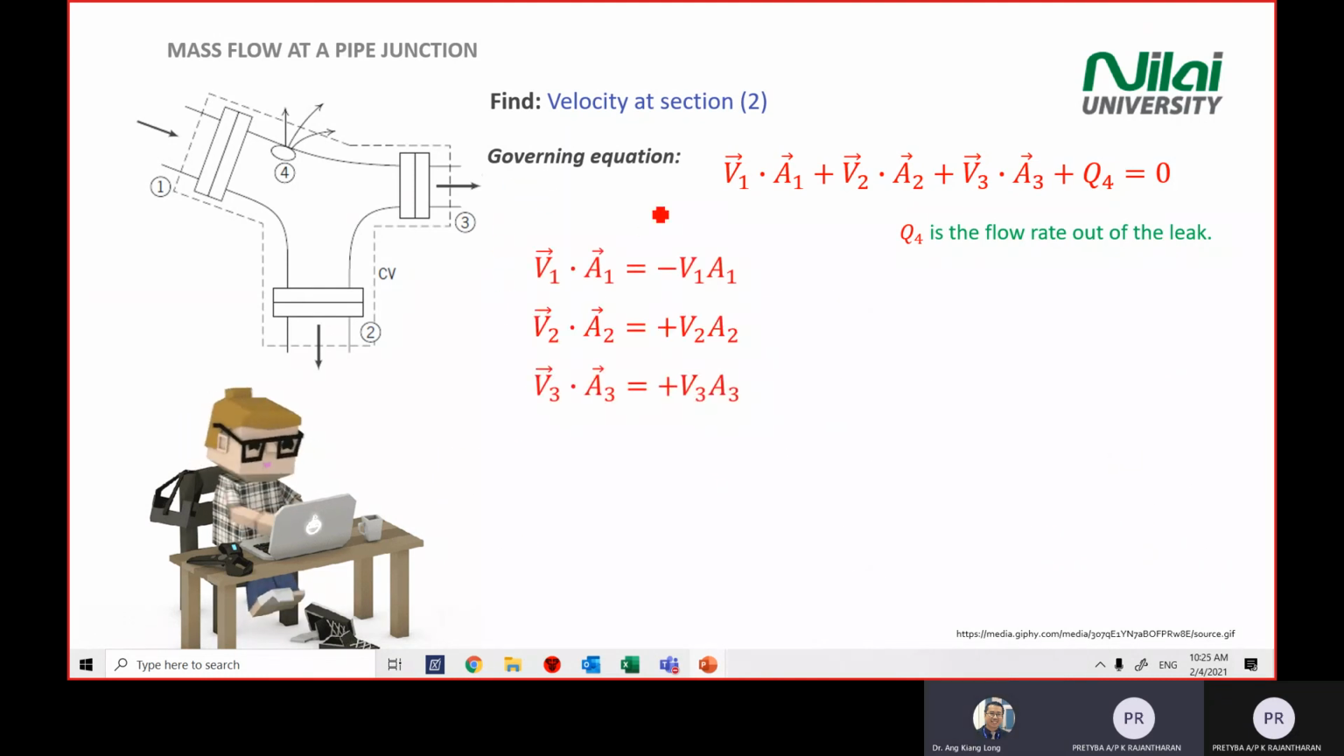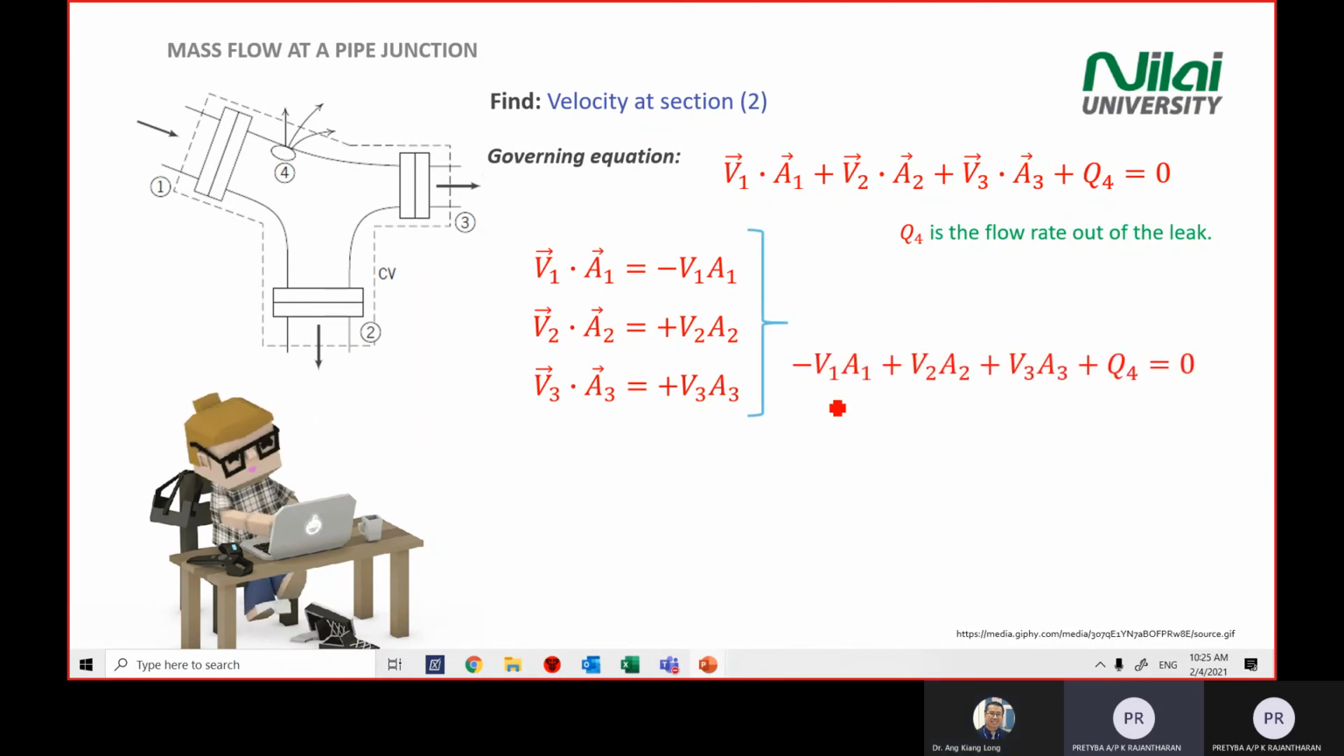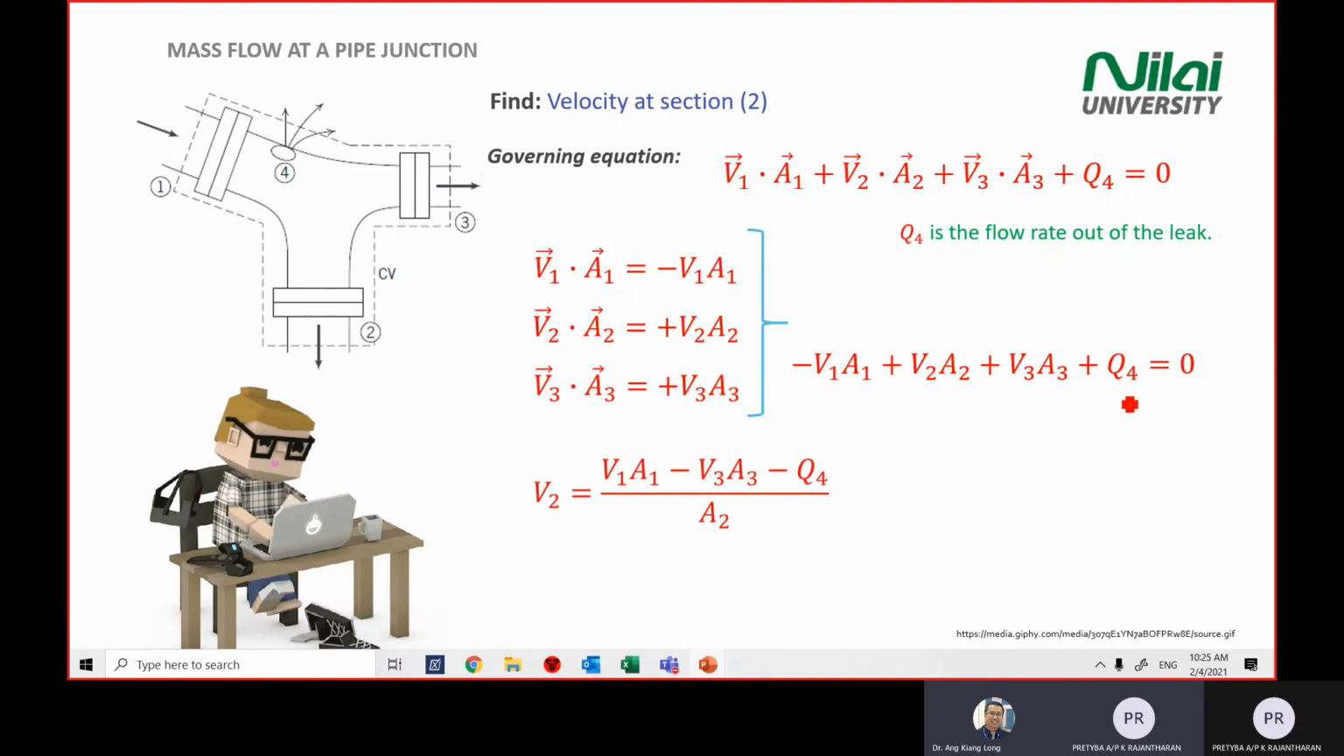After that, we put all the values inside this equation, and then we substitute all the values that we know. From here, we're able to calculate what our V2 is. So V2 equals V1 A1 minus V3 A3 minus Q4, divided by A2. The velocity V2 equals negative 4.5 meters per second.